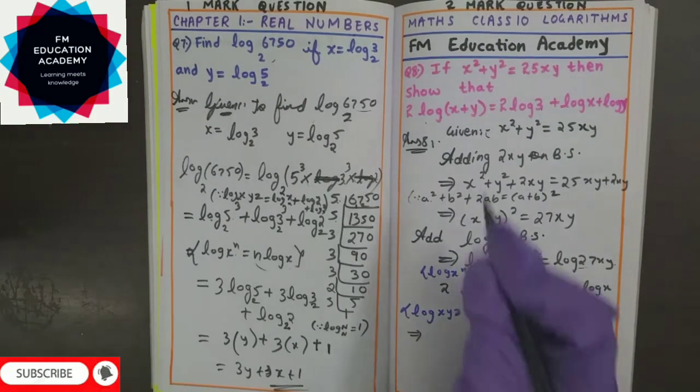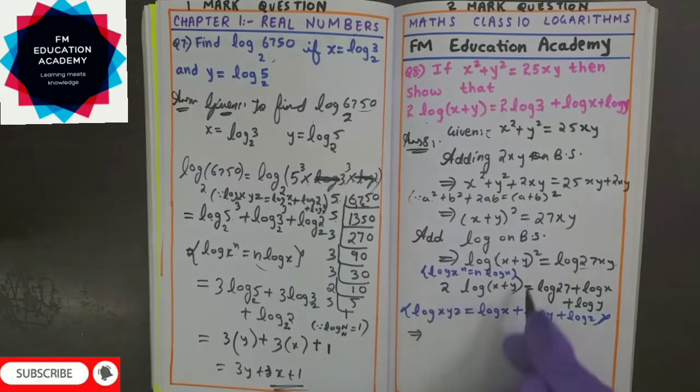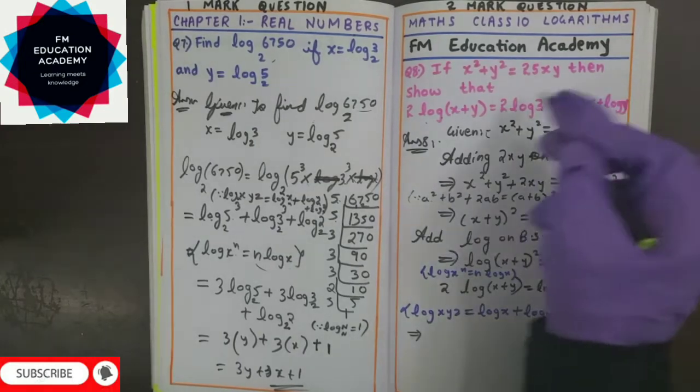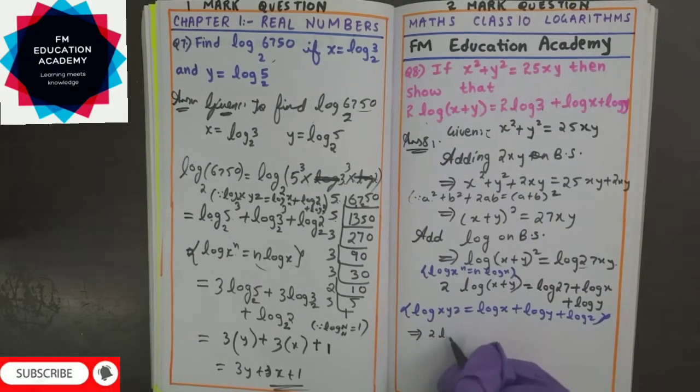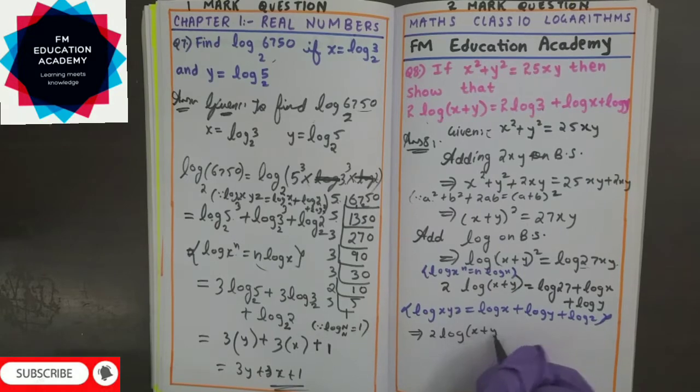This LHS we got. Did you observe? 2 log x plus y we had to show. We got the LHS. We just have to concentrate on the RHS and bring it in this term. So 2 log x plus y we will write as it is because we got the LHS.